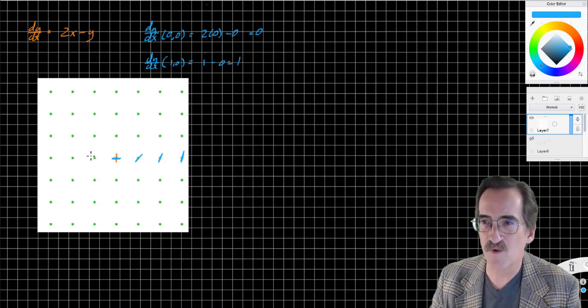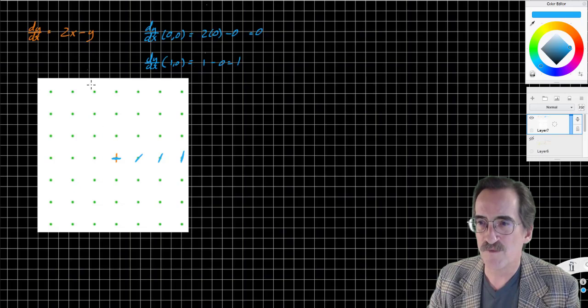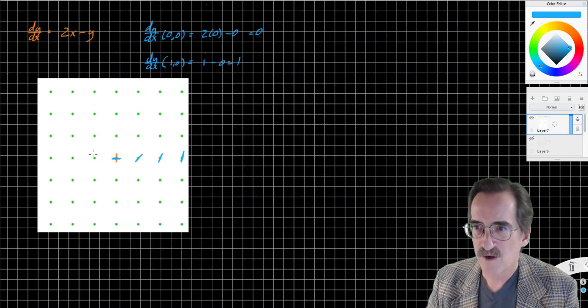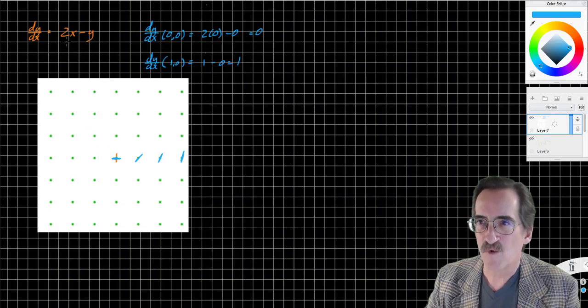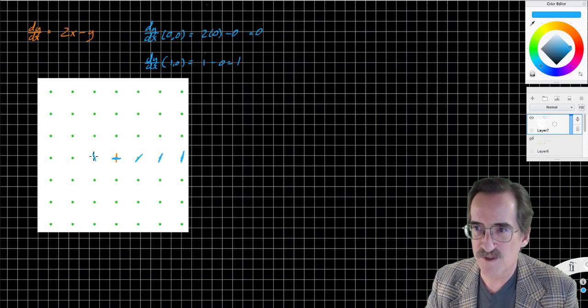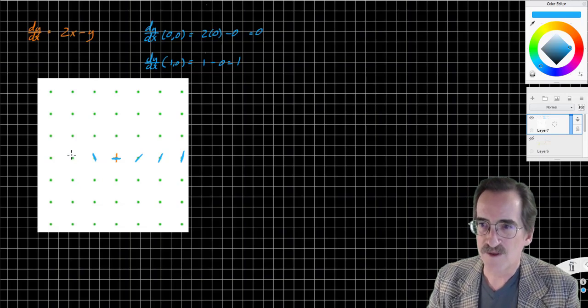As we move to the left, at (-1, 0): 2 times negative 1 is negative 4, minus 0 is negative 4. So it's pretty steep, but negative. Then plugging in (-2, 0): 2 times negative 2 is negative 4. Actually, I goofed on that last one, didn't I? 2 times negative 1 is negative 2, minus 0, so this just has a slope of negative 2, so it's kind of like that. And this one, (-2, 0), has a slope of negative 4. And at (-3, 0), 2 times negative 3 is negative 6, minus 0 is negative 6.